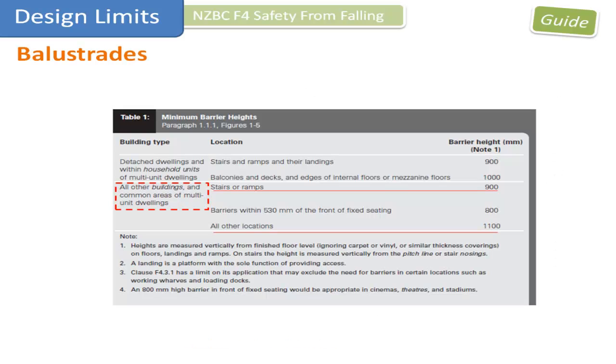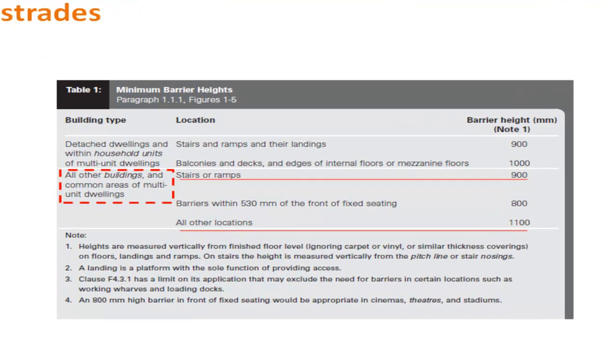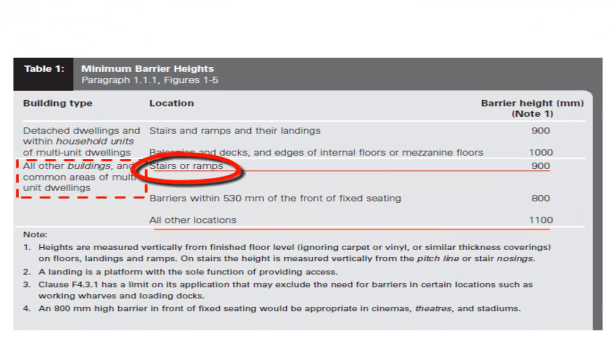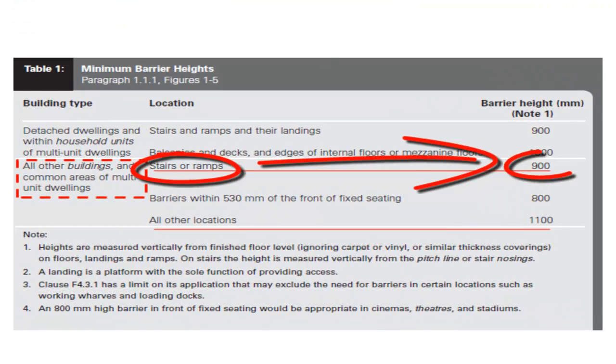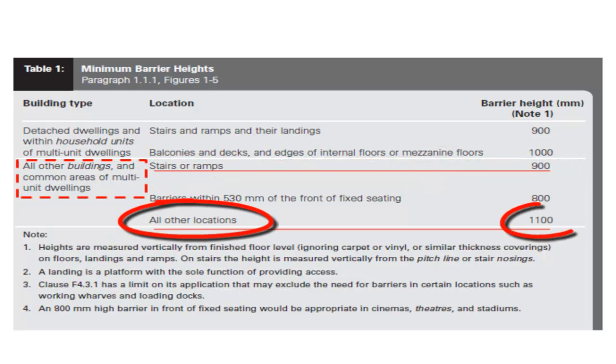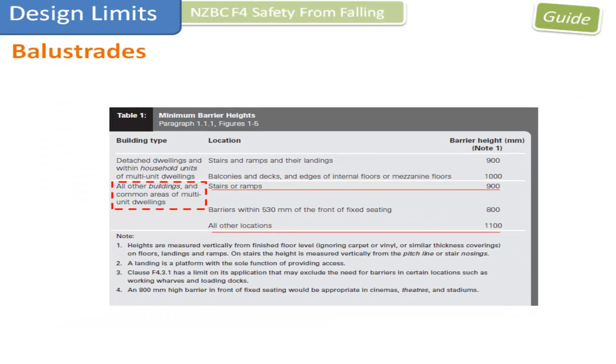For balustrades, we use New Zealand Building Code clause F4, safety from falling. The minimum barrier heights on Table 1 show the minimum height of a handrail for stairs. Note the All Other Locations option below. This will apply to balustrades in other parts of the building, such as around an atrium or mezzanine floor.